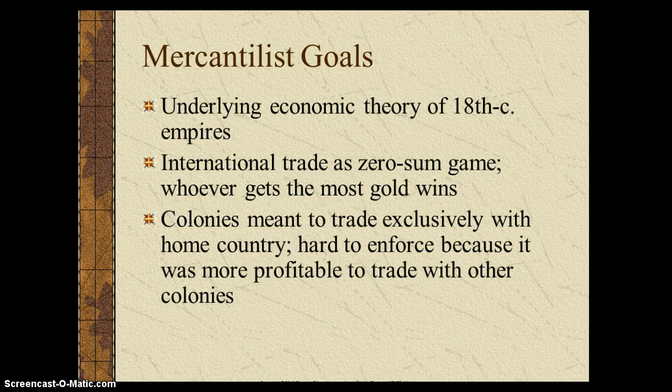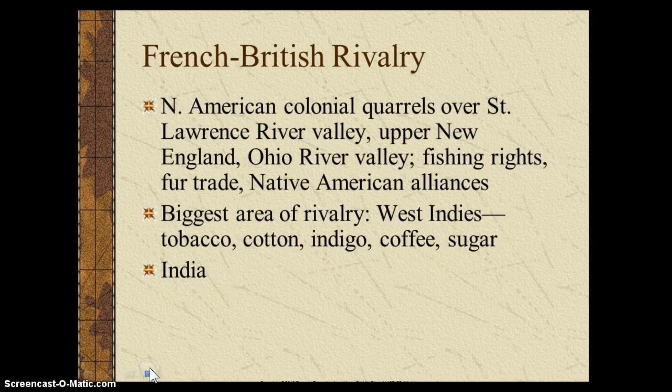Mercantilist goals. Underlying economic theory of the 18th century, 1700s. International trade zone as a zero-sum game. Whoever gets the most gold wins. So if one wins, another one loses. Colonies meant to trade exclusively with the home country. Hard to enforce because it was more profitable to trade with other colonies. So they wanted to have total monopolies. However, it was very difficult for them to enforce it.